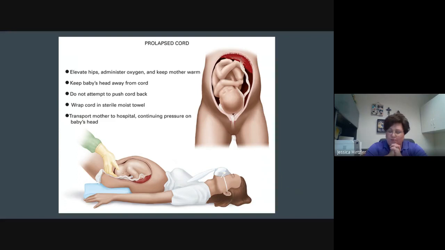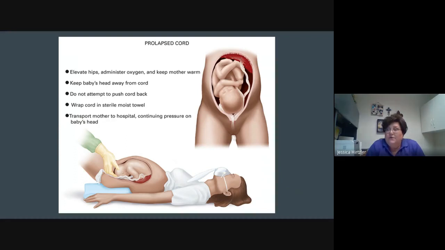Okay, prolapsed cord is when the cord presents before the baby. This is an intrapartum emergency, and it occurs during the period from the onset of labor to the actual delivery of the baby. After the amniotic sac ruptures, the umbilical cord, rather than the baby's head, may be the first presenting part in the vaginal opening. This is known as a prolapsed cord. In this situation, the pressure of the infant's head or the buttocks may compress the umbilical cord against the walls of the vagina and the bony pelvis. If this occurs, it can cut off the infant's supply of oxygenated blood, and this is a true emergency.